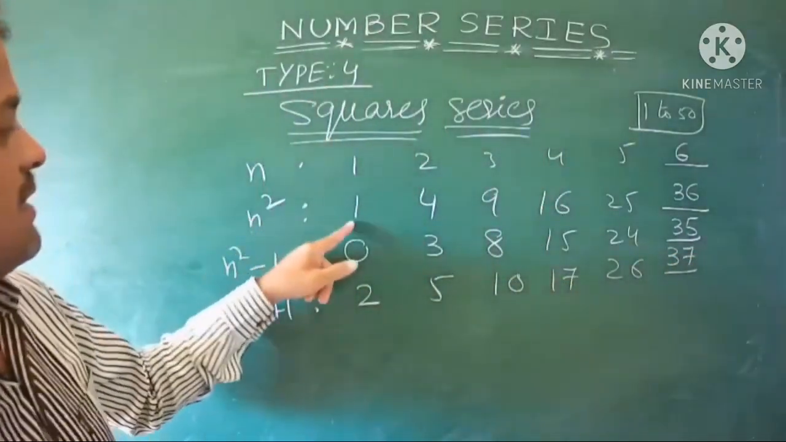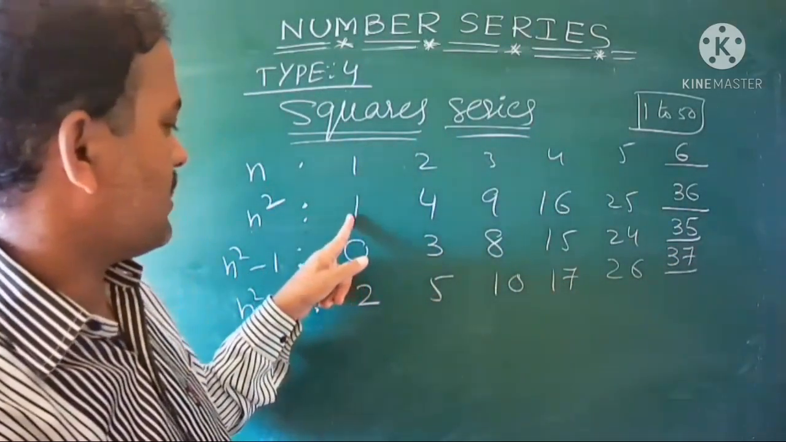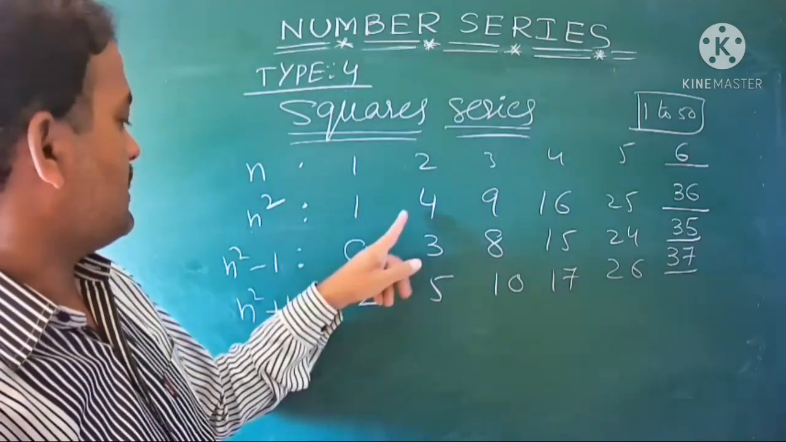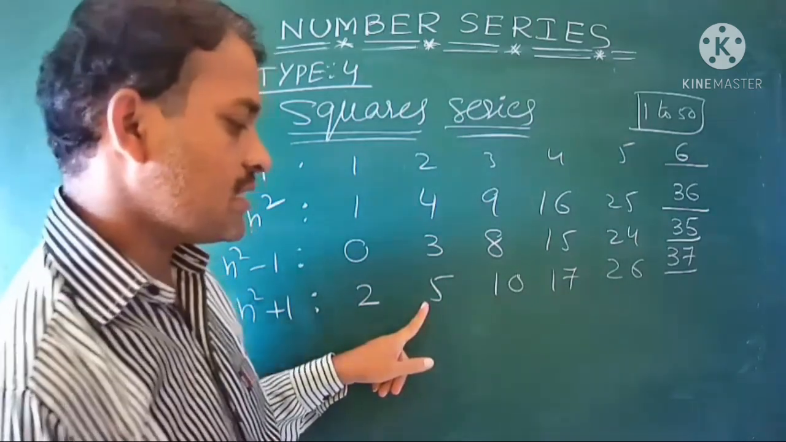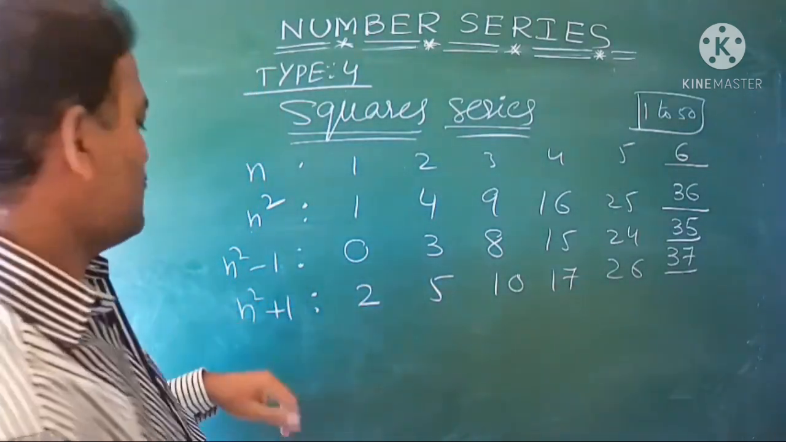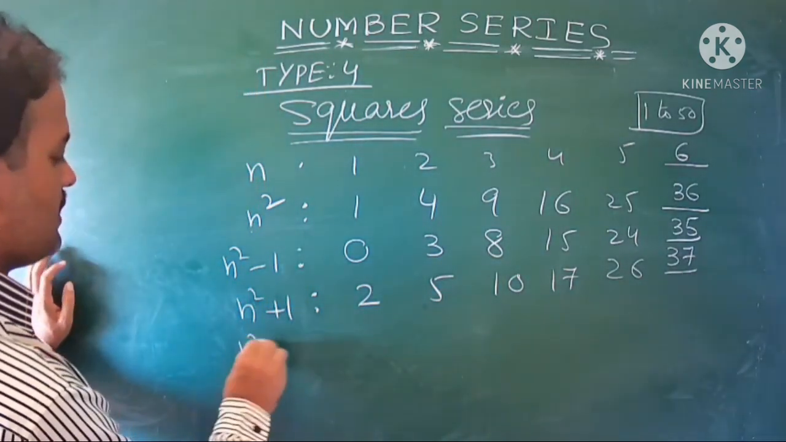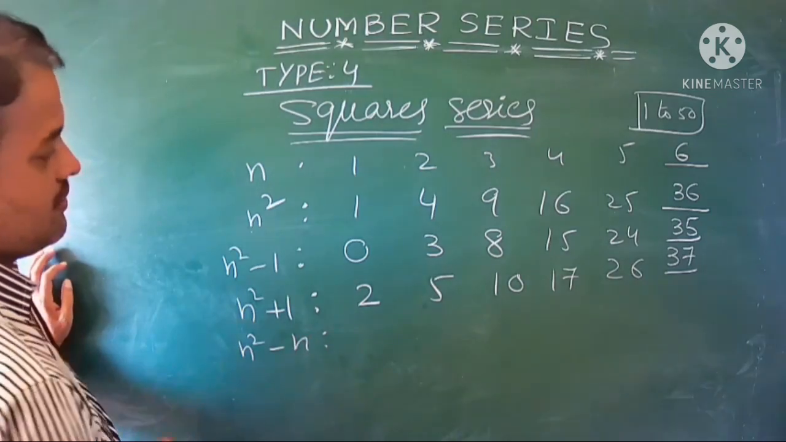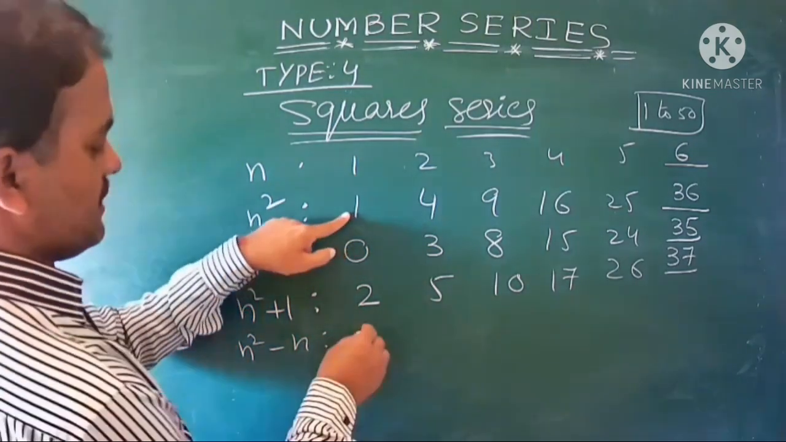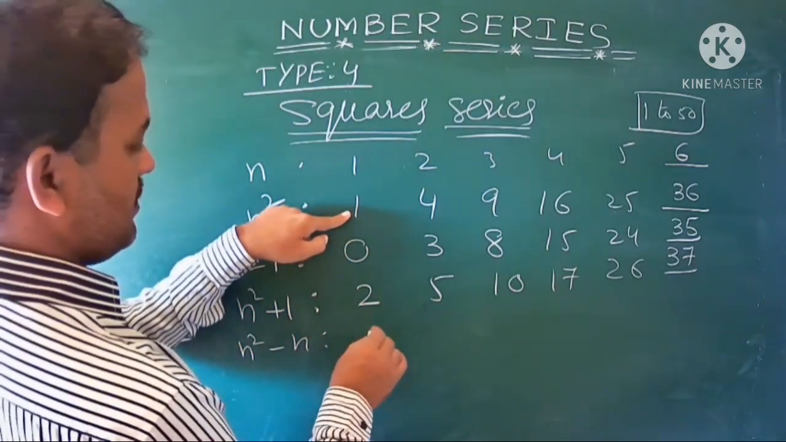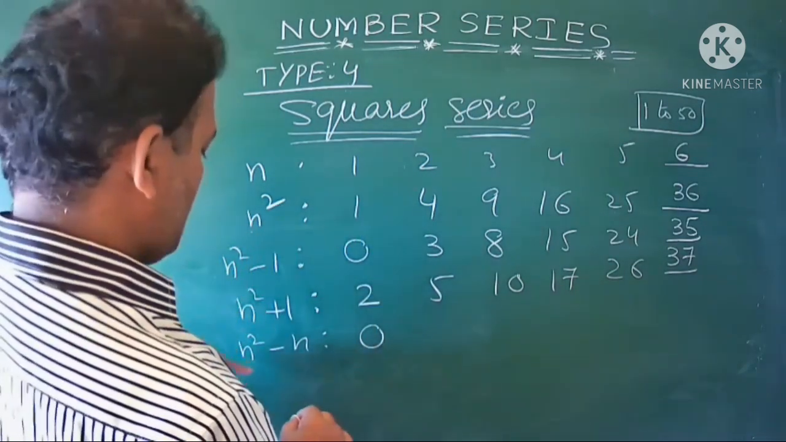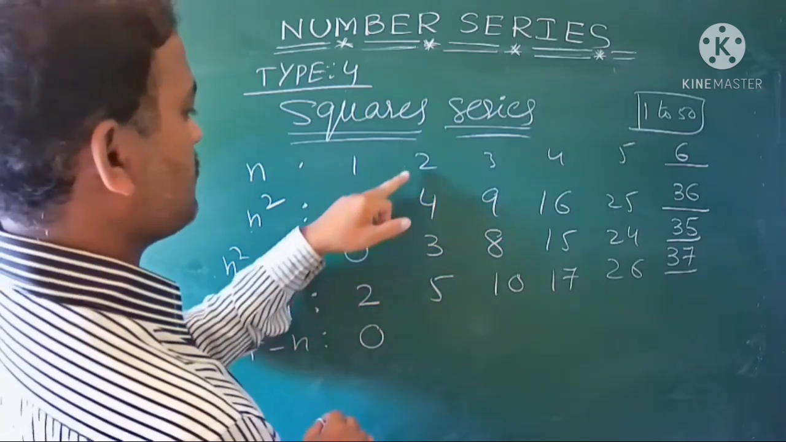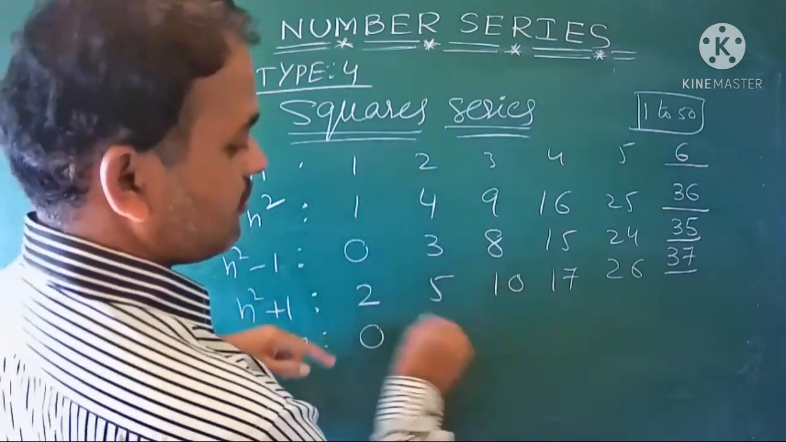Why? Because the n square values are already there. For n square 1, adding 1 gives 2. For n square 4, that value becomes 5. Next, suppose it is the n square minus n relation. For 1 square minus 1, that is nothing but 0. Next, 2 square minus 2 means that value will become 2.